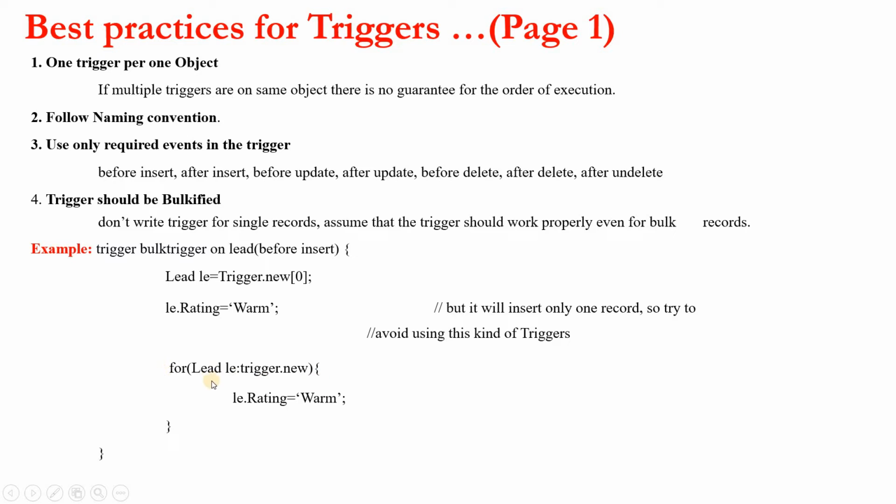You write a for loop: for Lead le : Trigger.new. Whether using Workbench, a data loader or any other tool, if you're sending 5,000 or 10,000 records, all the records will enter into Trigger.new. If Trigger.new holds 5,000 records, for all 5,000 records le.Rating is equal to 1. For all the records, the rating will be 1. That means this trigger works for bulk records. So all the time write this kind of trigger.